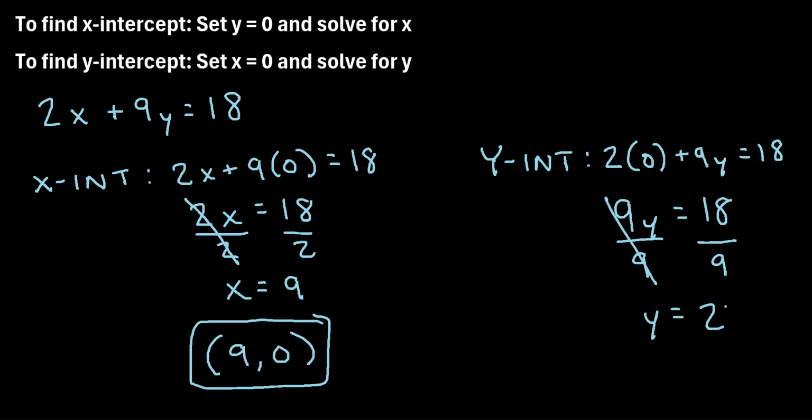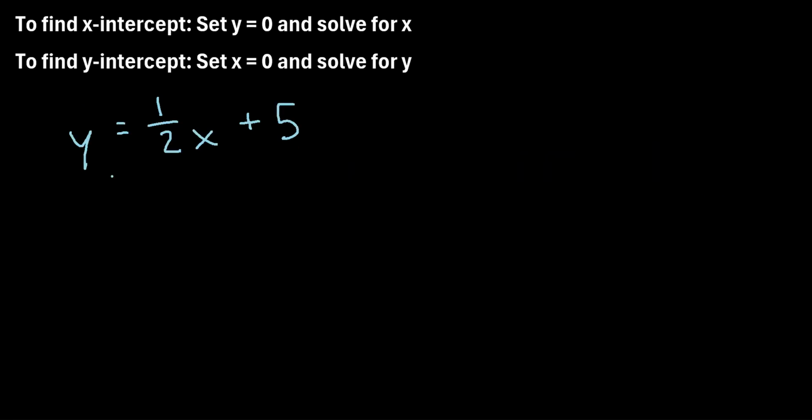is 2. So the y-intercept is 2, or if we wanted to write it as a coordinate pair, we would say when x is 0, y is 2. So this is the coordinate where the linear equation crosses the y-axis. All right, let's try another example.